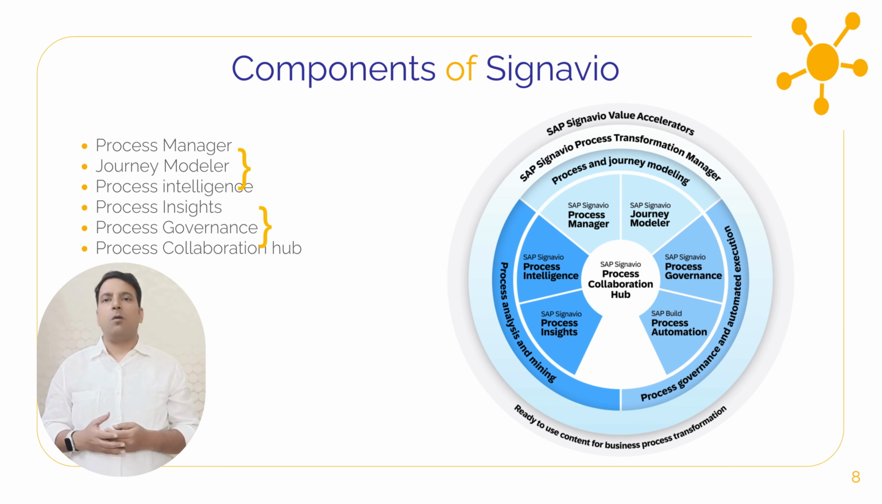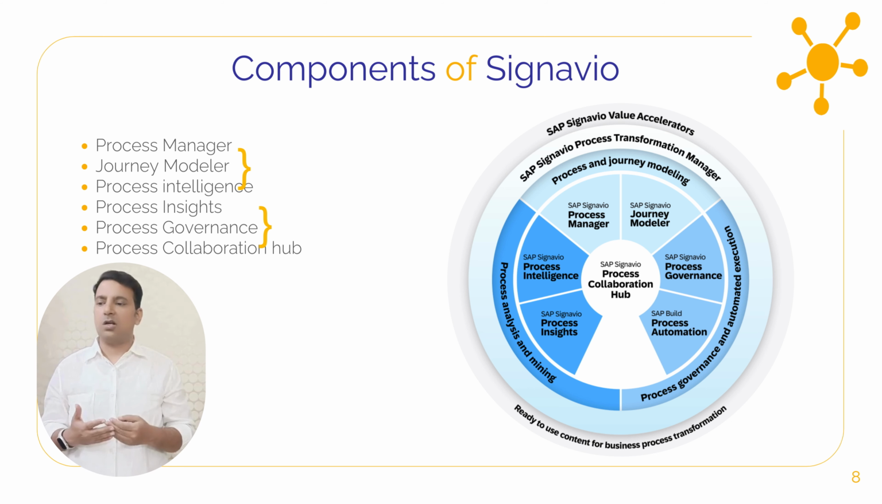Let's now move to the different components of Signavio. As we said, Signavio is a set of tools. Signavio basically helps in three areas. One is process modeling, second is automation, where we can automate our business processes, and third is process intelligence. All the tools can be classified broadly into these three areas.